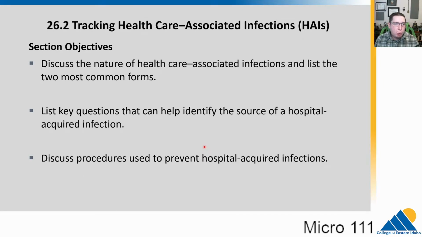All right, chapter 26.2 is very important. We're going to talk about what we call healthcare-associated infections. You might have heard of them called nosocomial or hospital-acquired infections, but it really is much broader, right? It's not just going to the hospital. It is any healthcare setting we can have transmission of pathogens. So this is really critical when we talk about some of the most common cases, so you know what to look out for. And we'll talk about key questions that can help identify the source of healthcare-associated infections and talk about procedures to prevent these from occurring.